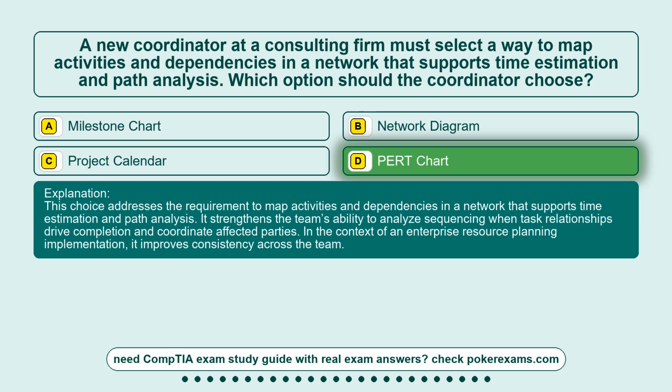This choice addresses the requirement to map activities and dependencies in a network that supports time estimation and path analysis. It strengthens the team's ability to analyze sequencing when task relationships drive completion and coordinate affected parties. In the context of an enterprise resource planning implementation, it improves consistency across the team.